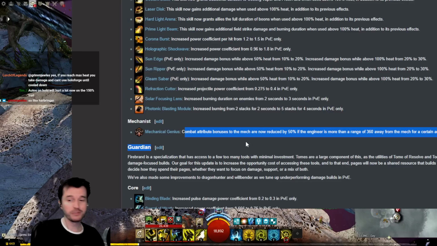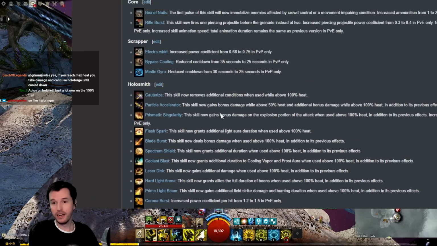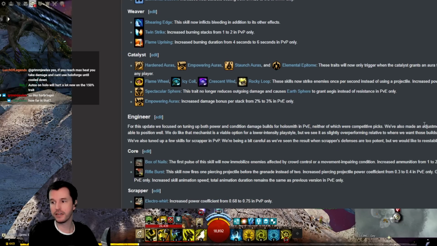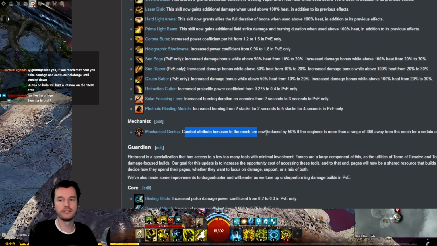This is the first time since mechs came out that my ranger pet has not been jealous of them. So this is why up here, when they mentioned, we made an adjustment to Mechanus to better reward players, it's basically players that are good are getting what they were before, and players that are bad are getting worse.